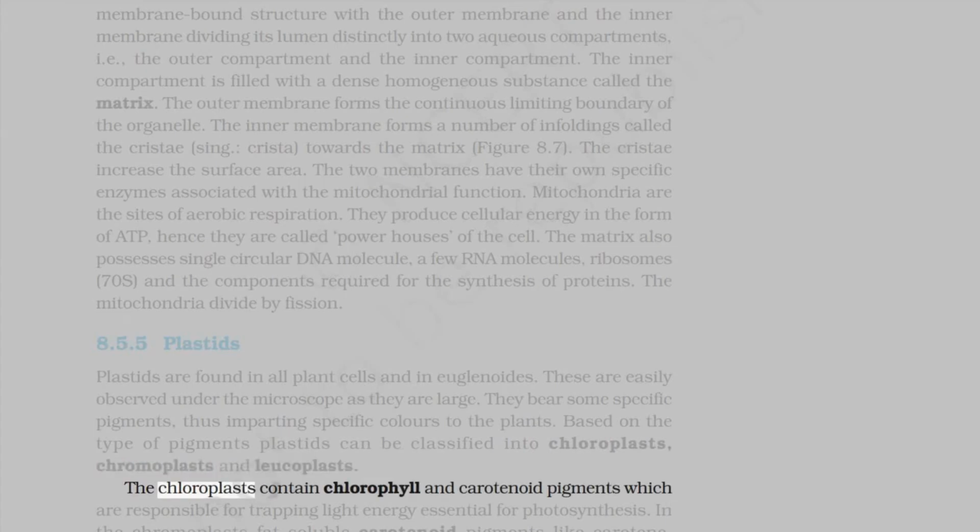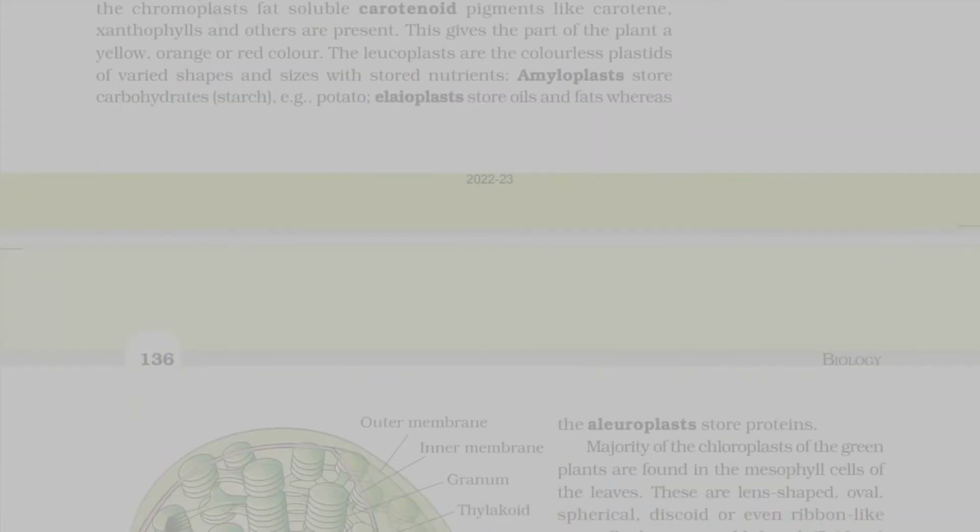The chloroplasts contain chlorophyll and carotenoid pigments, which are responsible for trapping light energy essential for photosynthesis. In the chromoplasts, fat-soluble carotenoid pigments like carotene, xanthophylls and others are present. This gives the part of the plant a yellow, orange or red color.